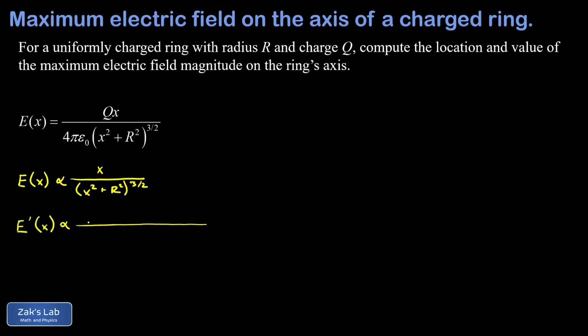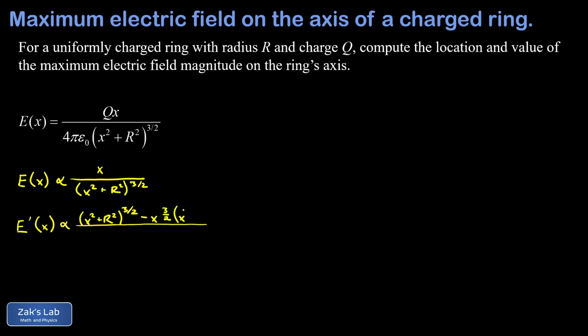So we get the derivative of the numerator, that's just 1, multiplied by the denominator left alone. And that's an x squared plus r squared to the 3/2. And then we subtract from that the numerator times the derivative of the denominator. And we need the chain rule for this. So we're going to bring down that power of 3/2.